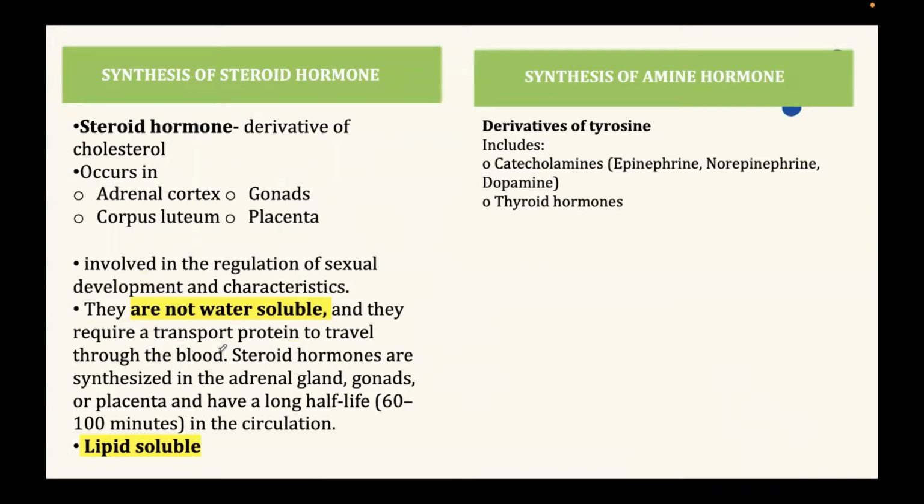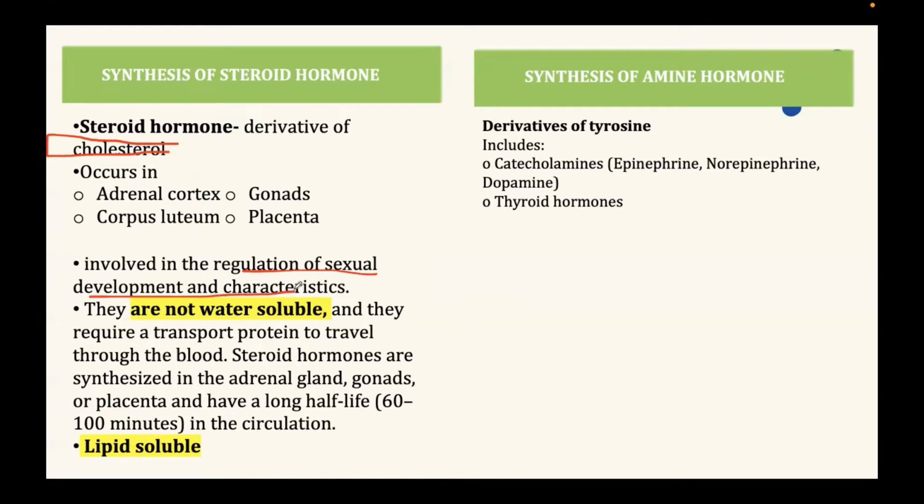Next, proceed na po tayo sa ating next class of hormones, which is your steroid hormone. Steroid hormones, they are derivative of your cholesterol. Pakitandaan po. And it occurs in your adrenal cortex, corpus luteum, your gonads, and the placenta. Your steroid hormones are involved in the regulation of sexual development and characteristics.